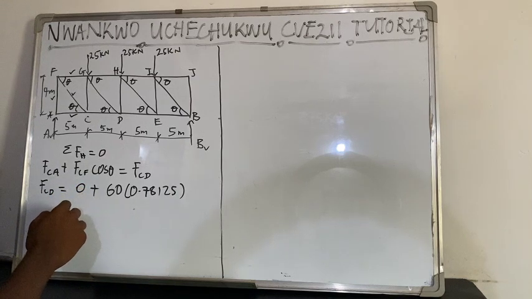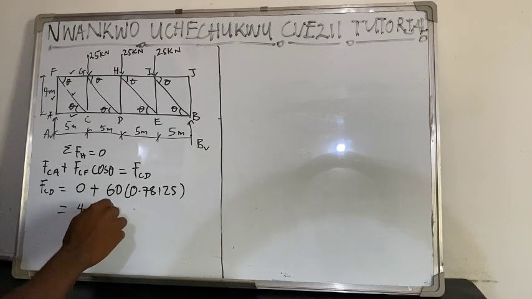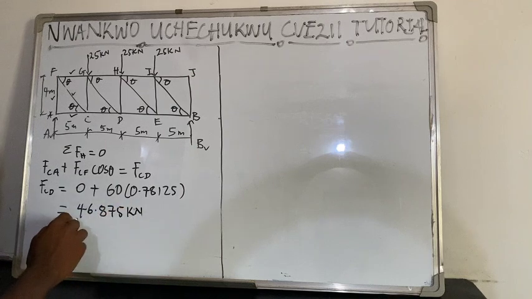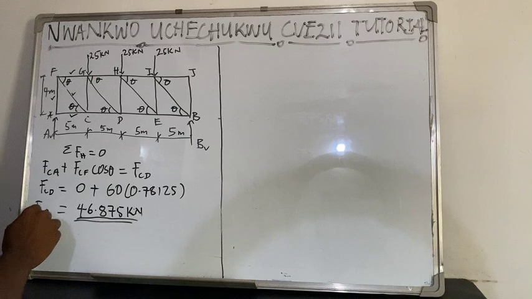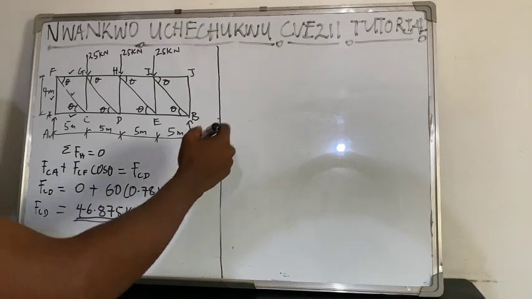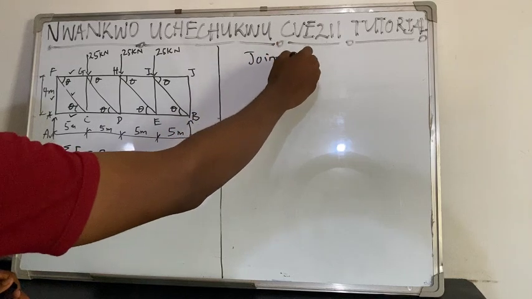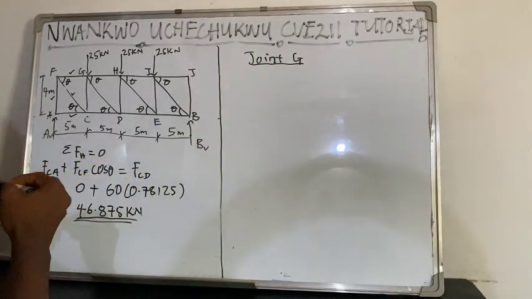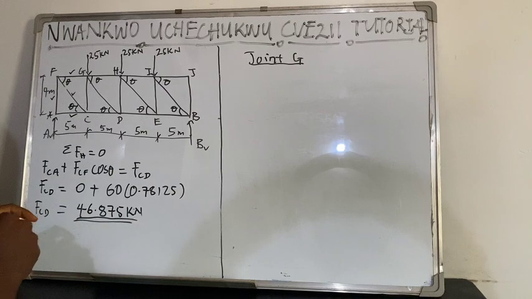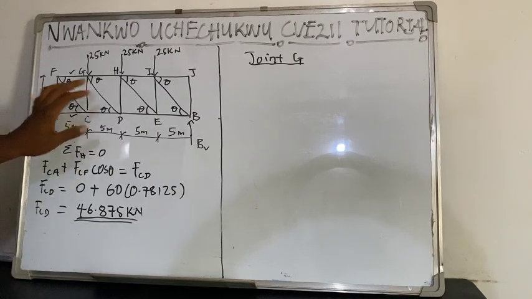So this is going to give us 46.875 kilonewtons. So our FCD is what? 46.875 kilonewtons. So we'll move to the next joint, joint G. Subsequently I won't be explaining, because I expect you to understand why I do this.